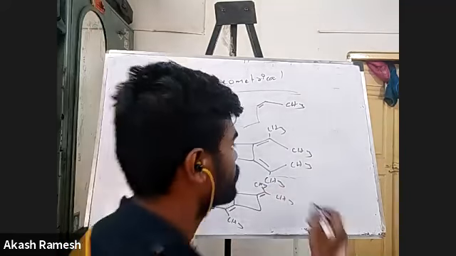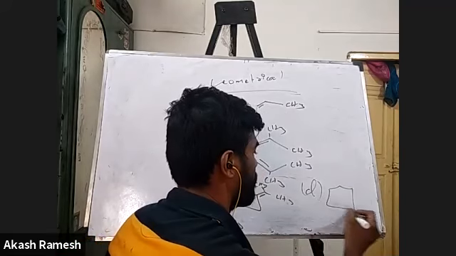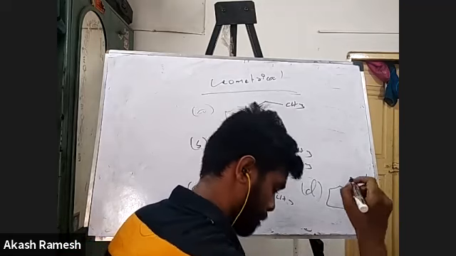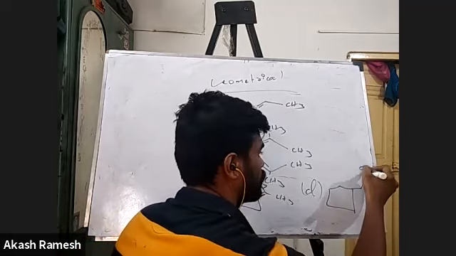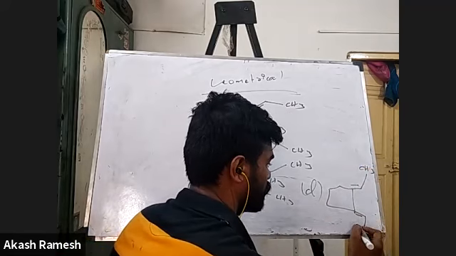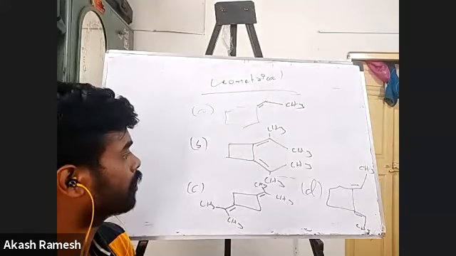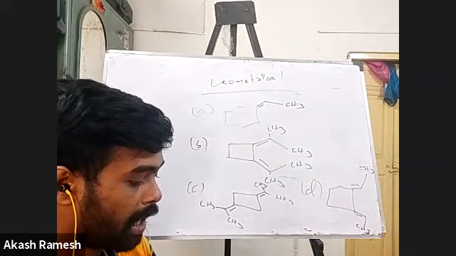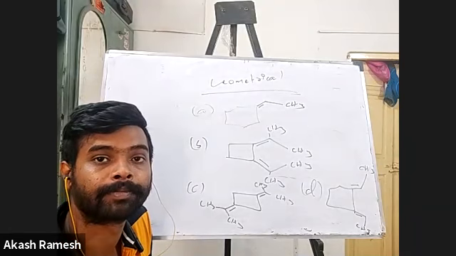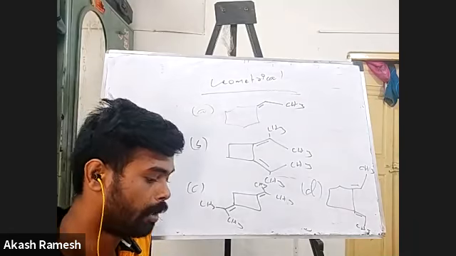So I'm adding D here. Okay, both these are CH3s. So the question is, which of the compounds can show geometrical isomerism? Which of these 4? Obviously, only one can show geometrical isomerism. Which one is that?